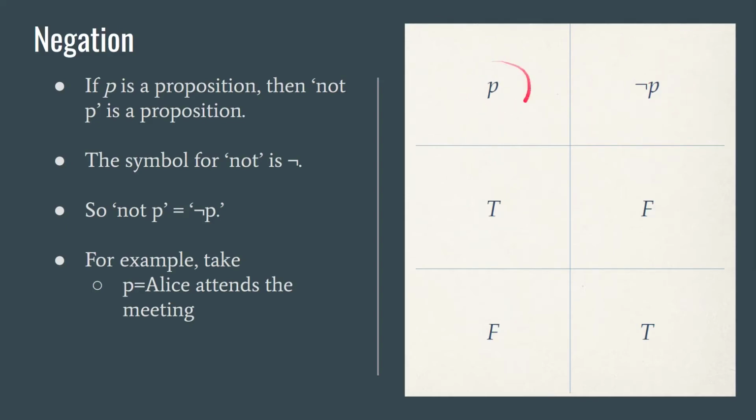You take in P and you get not P. So for example, Alice attends the meeting. Alice does not attend the meeting when we add the negation. And as you might expect, the negation's truth table is fairly straightforward. The negation symbol simply flips the truth value of the input sentence.